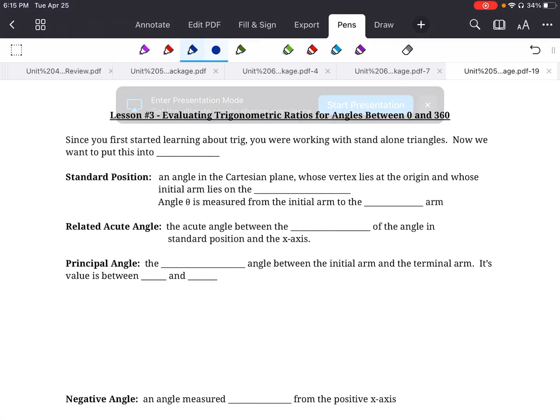Hello everyone, this is lesson 3 of our trig unit. This is evaluating trigonometric ratios for angles between 0 and 360 degrees. It's quite a lengthy unit, so I might talk a little bit faster than normal.